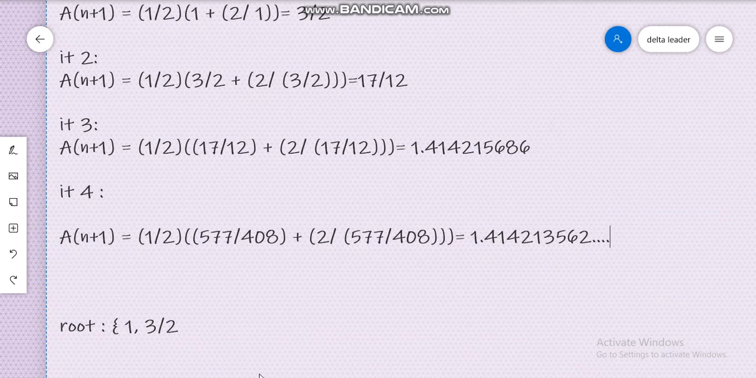Our first value in the sequence was 1, and then we add 3/2, and then we add 17/12, and so on. These values are getting closer and closer to the square root of 2. That's why this sequence is convergent.